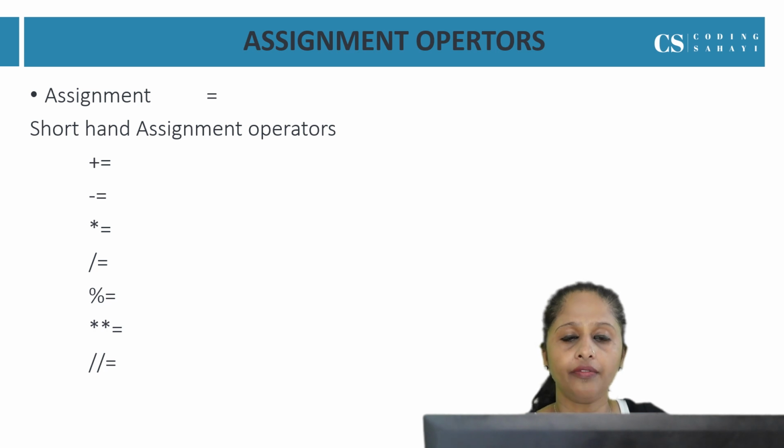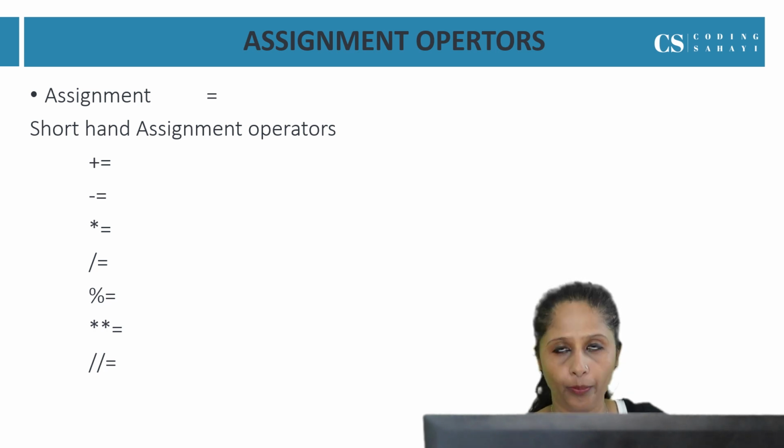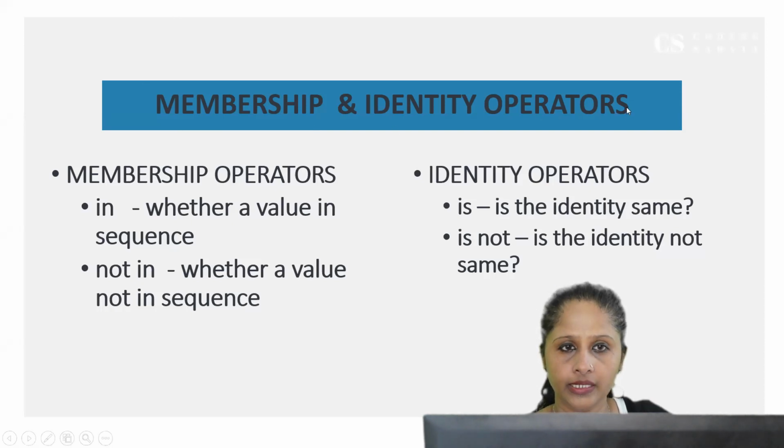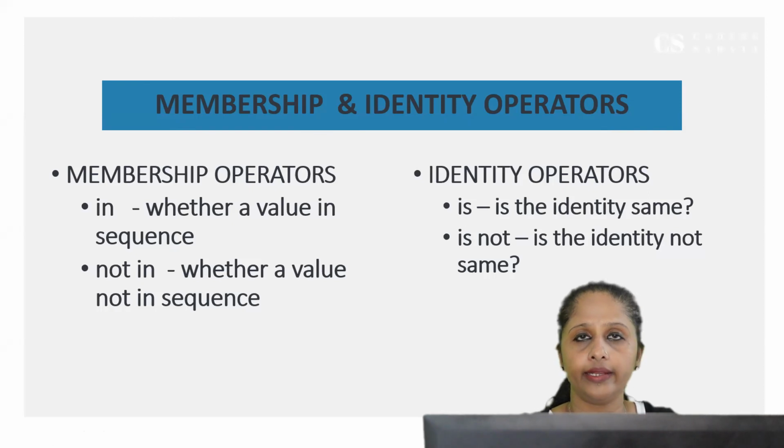So these are all our shorthand assignment operators. Next we have membership and identity operators. The first one is the membership operator, that is in and not in. From the name itself we can understand that in and not in check whether a value is present or not.